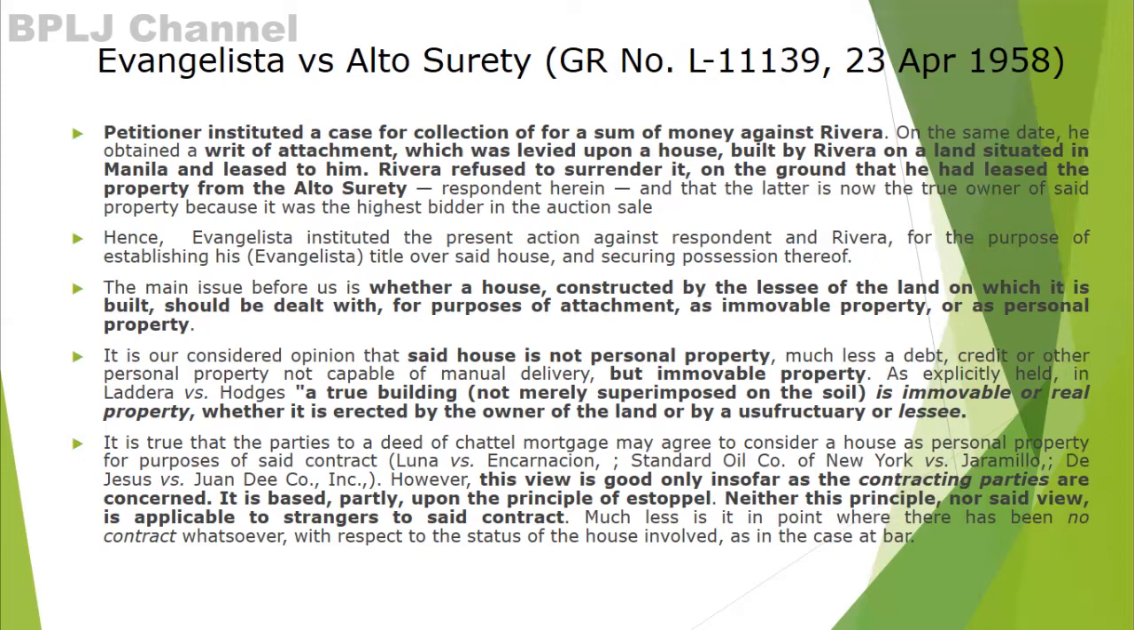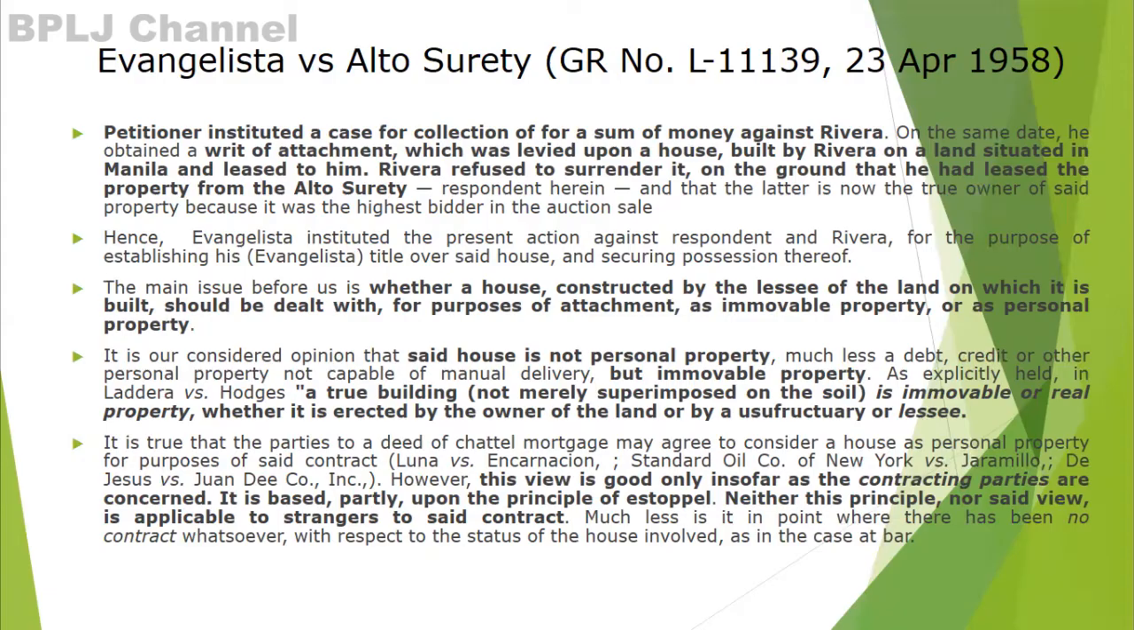The Supreme Court said that the house is not personal property. It is an immovable property. As explicitly held in one case, a true building not merely superimposed on the soil is immovable or real property, whether it is erected by the owner of the land or by a usufructuary or a lessee.